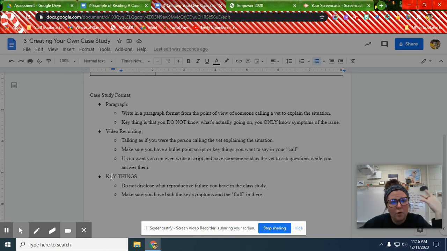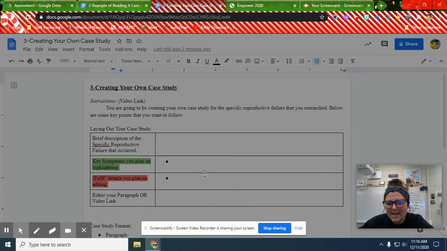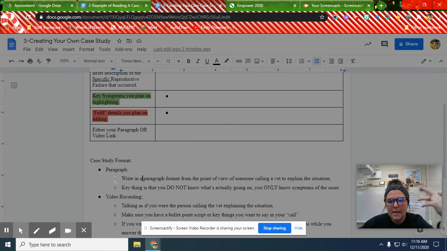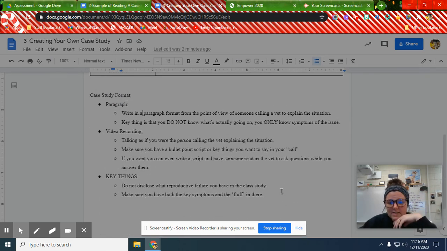Key thing to remember overall is you do not disclose what reproductive failure it is. You're not calling to say, hey, my cow has a prolapsed uterus. You're not calling to say that. You're calling to explain a situation, and then the end game will be that somebody else has to figure out what's happening. And then make sure you have both the key symptoms and the fluff in there, okay? So don't just list the key symptoms, write your fluff. It's a story, okay? So that is your guys' assignment.